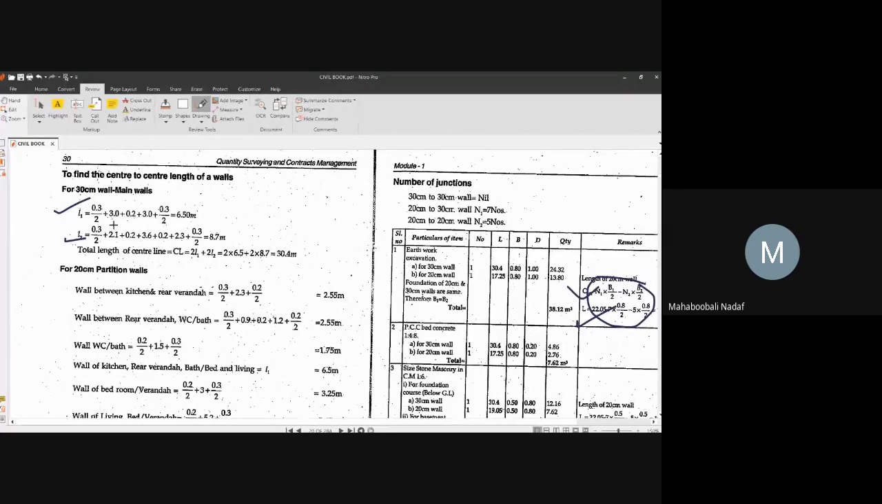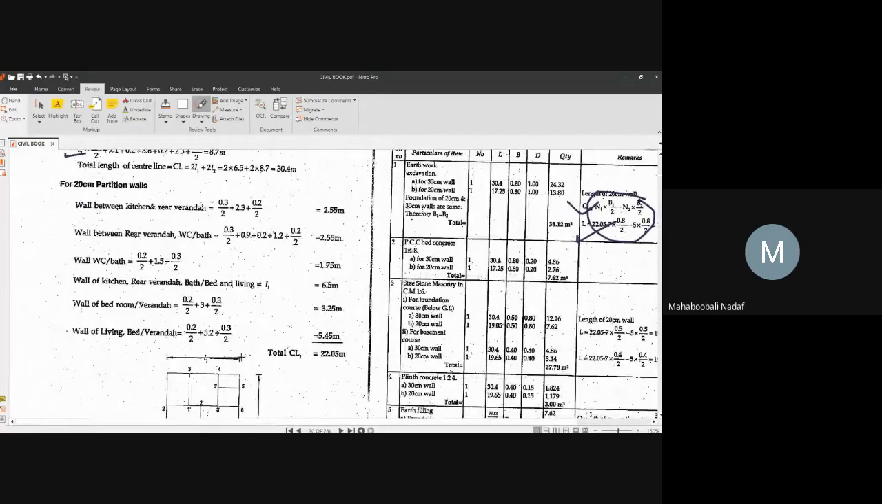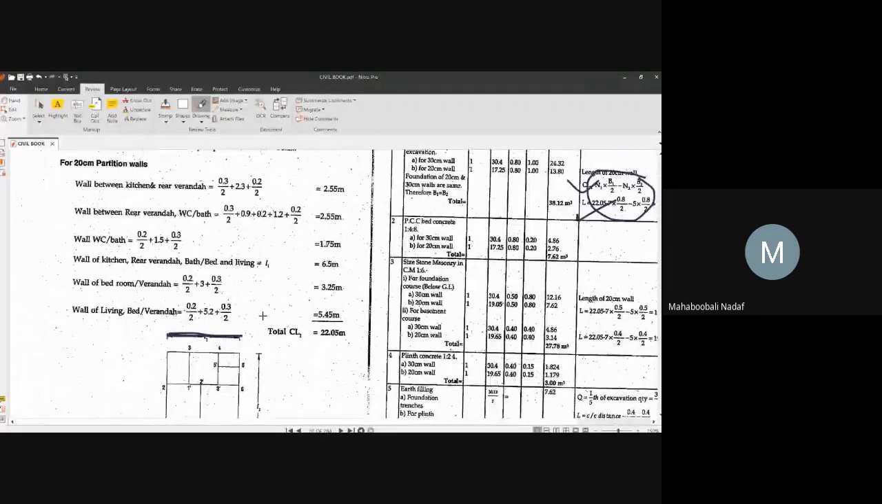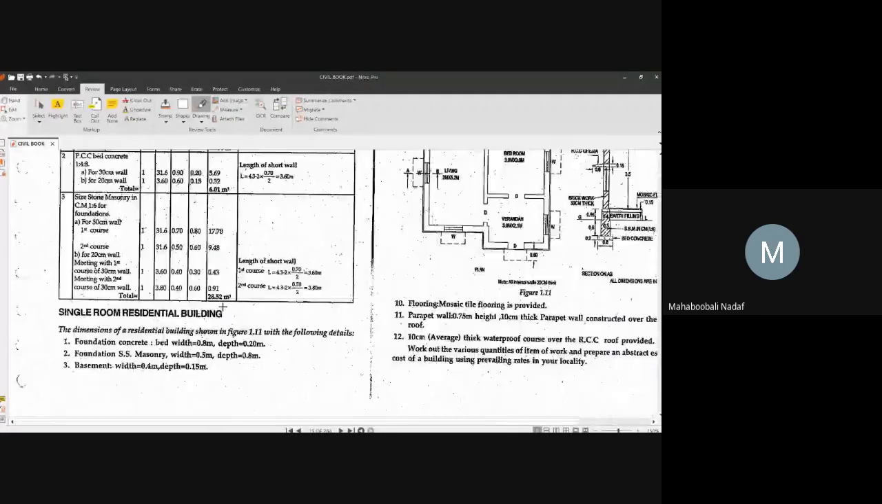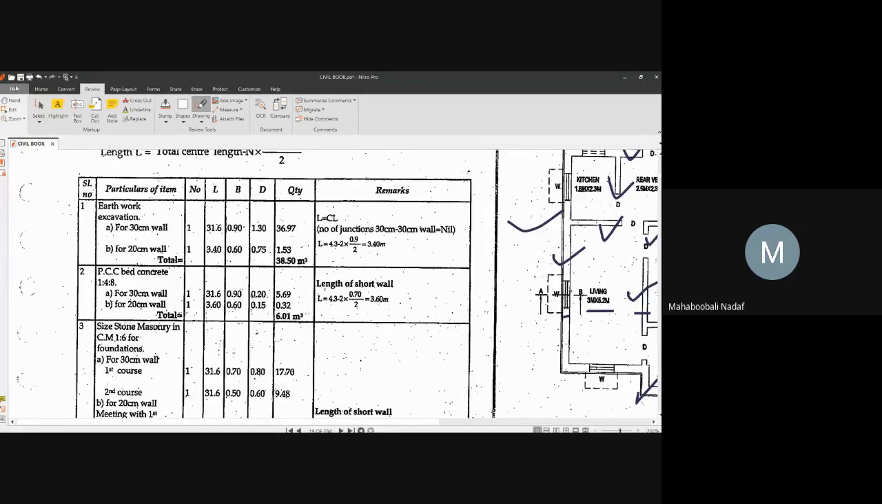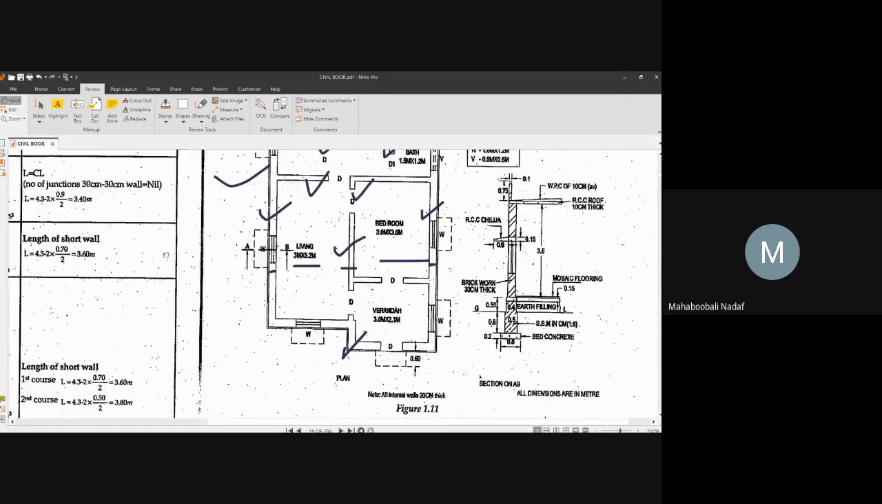What are those L1 and L2? The 30 centimeter wall, main wall. This side is L1, this side is L1, this side is L2, this side is L2. Now I will go to the diagram. You can understand this length. See this length. How to calculate this length? 3, 3, correct? Plus 0.3 by 2 plus 0.2 plus 0.3 by 2. How much? I will repeat once again.